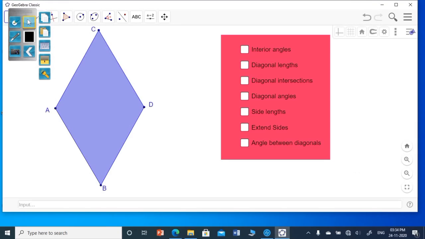Now measure the angles. Now see, look at angle A, angle B, angle D and C. What you can say about the angles? Opposite angles are equal. Angle A is equal to angle D and angle B is equal to angle C. And sum of two adjacent angles is 180 degree. That is property of parallelogram.